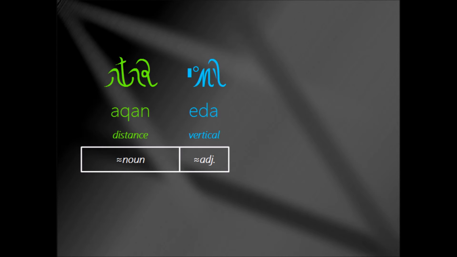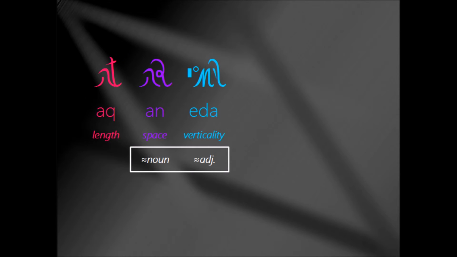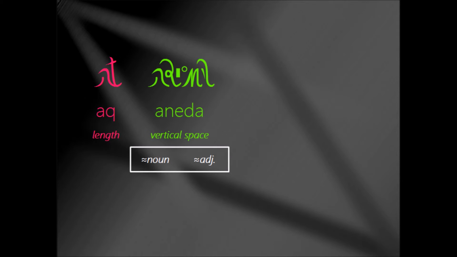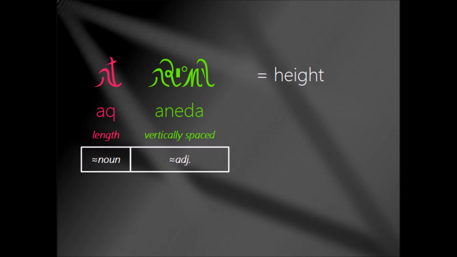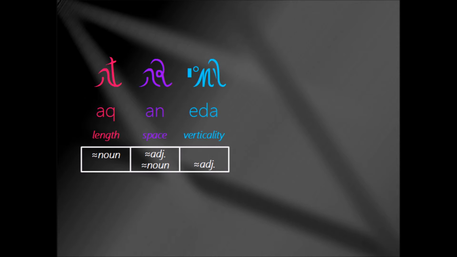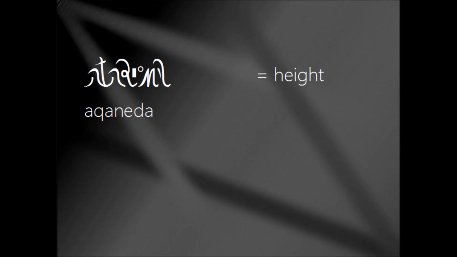In turn, we can now see the word akan as a noun and eda as its adjective. Vertical distance means height. But if instead we focus on the latter two words first, we can see the space as a noun and the verticality as its adjective. Aneda then means vertical space, which in turn we can see as one adjective to the preceding word ak. Vertically spaced length also means height. So the components of an Ælis word can be seen kind of as a stepladder, and whichever your approach, the meaning of the word remains the same.